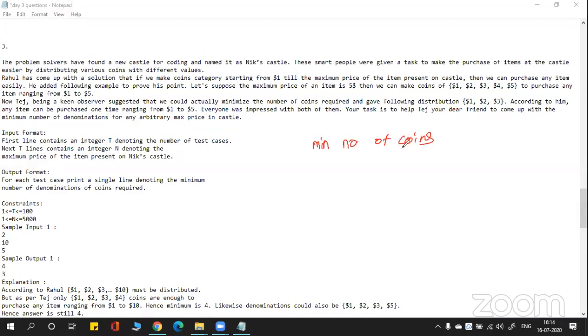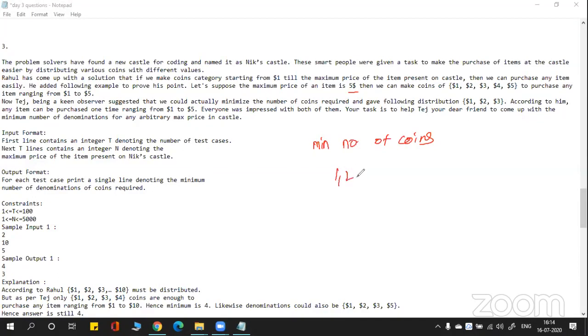Minimum number of coins. For example, if the maximum price is $5, and you have $1, 2, 3, 4, 5, then you can buy any product. Here they're telling us that in order to buy a product of 5 rupees you need 5 coins. Actually, it is not required. We can buy with only 3 coins.